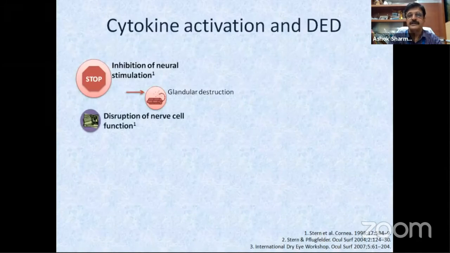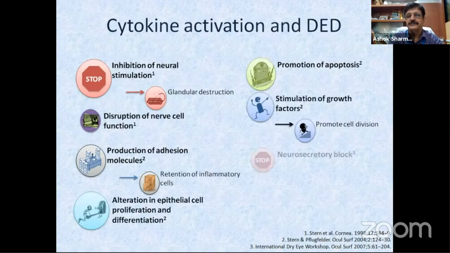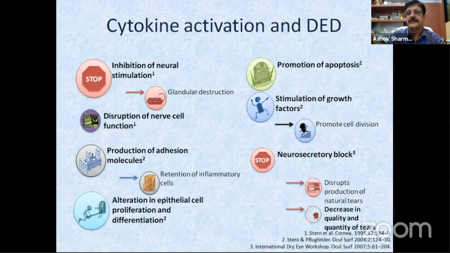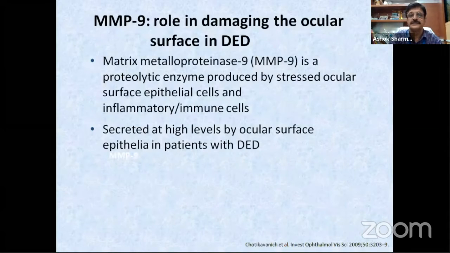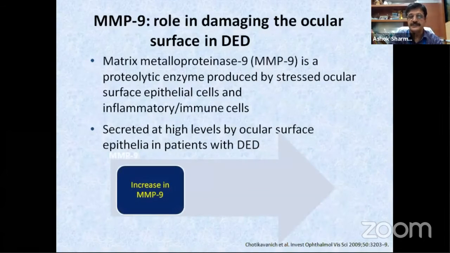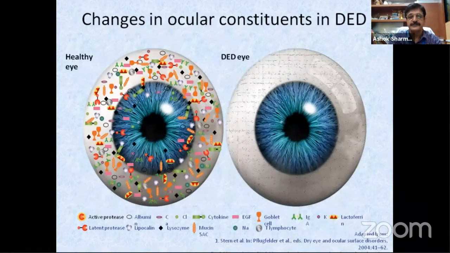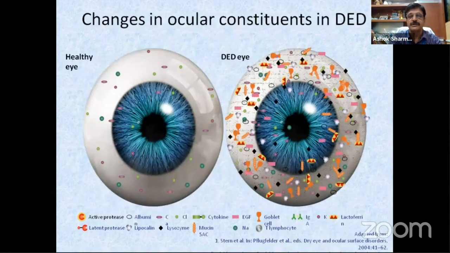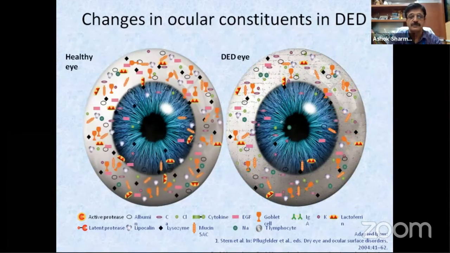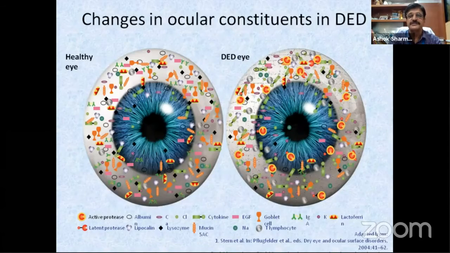Cytokines are another important inflammatory marker, and of various effects on the ocular surface, its effect on the neurosecretory block is the major one. This disrupts the production of the tears and decreases the quality and quantity of the tears. MMP9, as highlighted by Dr. Srinivas Rao, is very important. Increased levels in dry eye cause ocular surface damage. This diagrammatic representation tells us the amount of various ocular surface markers in dry eye as well as in the normal surface, particularly latent proteases, active proteases, and cytokines. So these are important for the ocular surface damage.